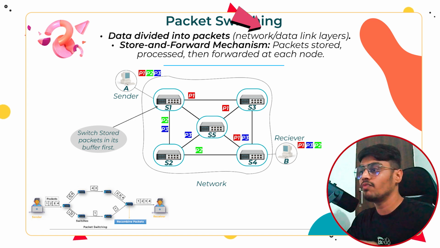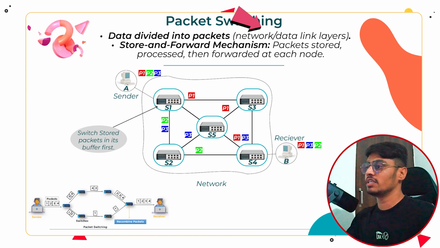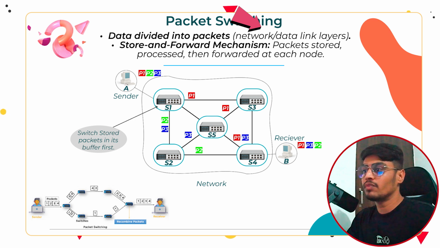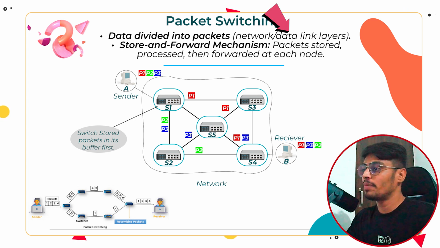Second, packet switching works at the data link layer and network layers. Okay, there are two types of packet switching: datagram switching, which is more common and included in our syllabus, and virtual circuit switching. Datagram service operates at the network layer while virtual circuit operates at the data link layer.